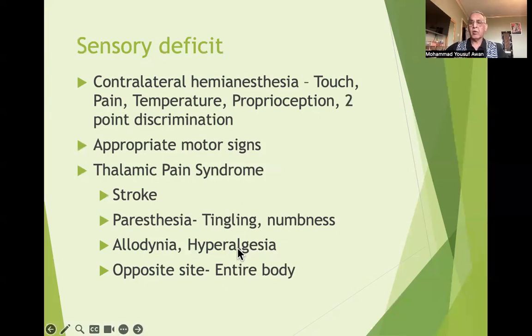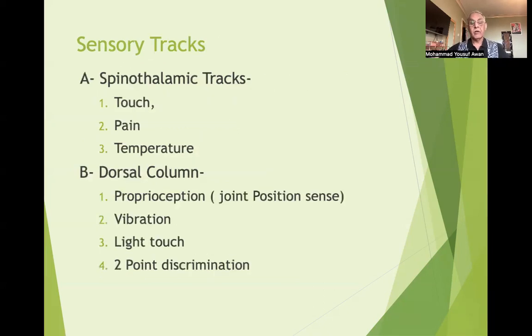Hyperalgesia: the patient has a small pain, but that will be exaggerated. The entire opposite side of the body will be involved with thalamic pain syndrome when the damage is in the thalamus. So, as I mentioned earlier, the sensory tracts are the spinothalamic tract and the dorsal column tract. The spinothalamic tract carries fibers for touch, pain, and temperature. The dorsal column carries fibers for proprioception, joint position sense, vibration, light touch, and two-point discrimination.